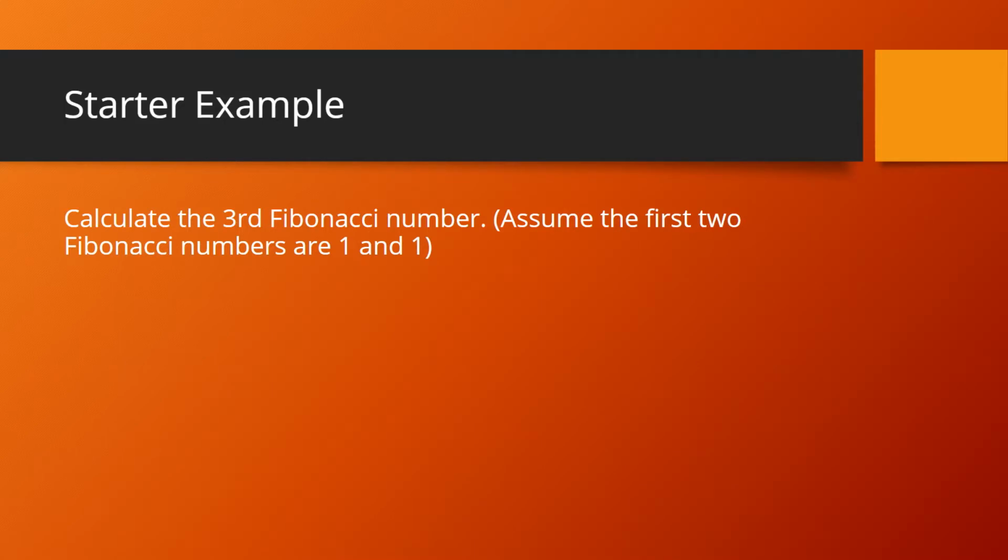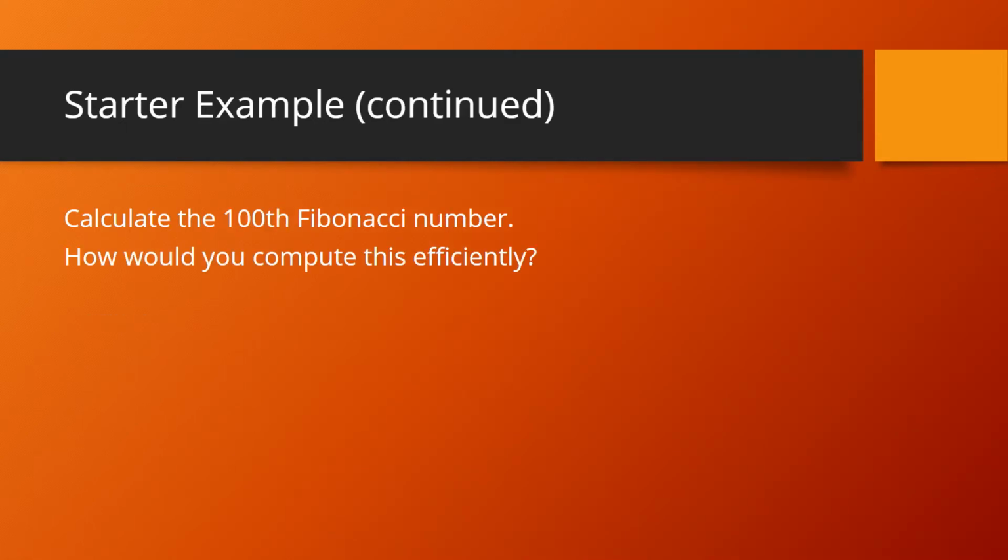This seems like a simple problem because you have most likely memorized the first few terms of the Fibonacci sequence, which is 1, 1, 2, 3, 5, 8, and so on. So you would immediately know what the third Fibonacci number is, and that would be 2. However, let's say I asked you to compute the nth Fibonacci number, where n can go up to 100. How would you go about calculating it?